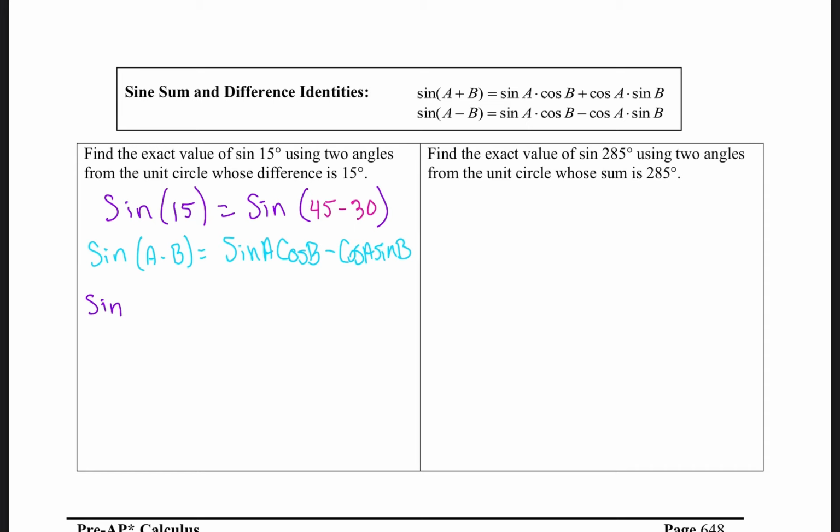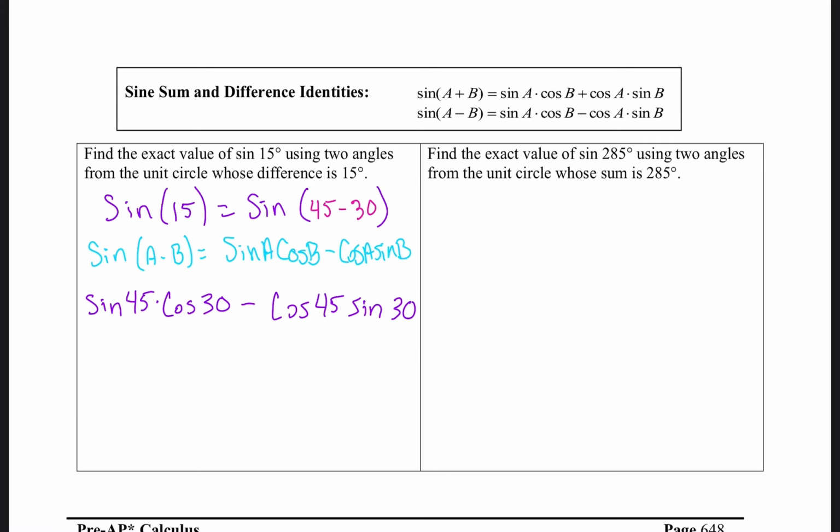So what we're going to do is we're going to take that formula. So I've got 45 first. So I'm going to take the sine of 45, and then we do the cosine of 30. And then we're going to use minus since it was a minus problem. And now we're going to switch it and we're going to do the cosine of 45 and the sine of 30.